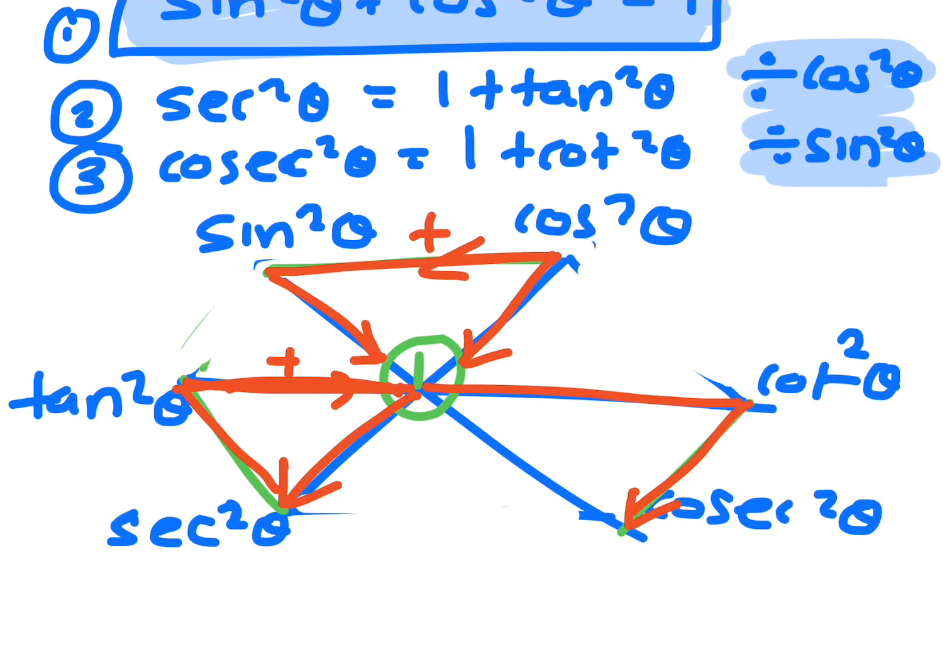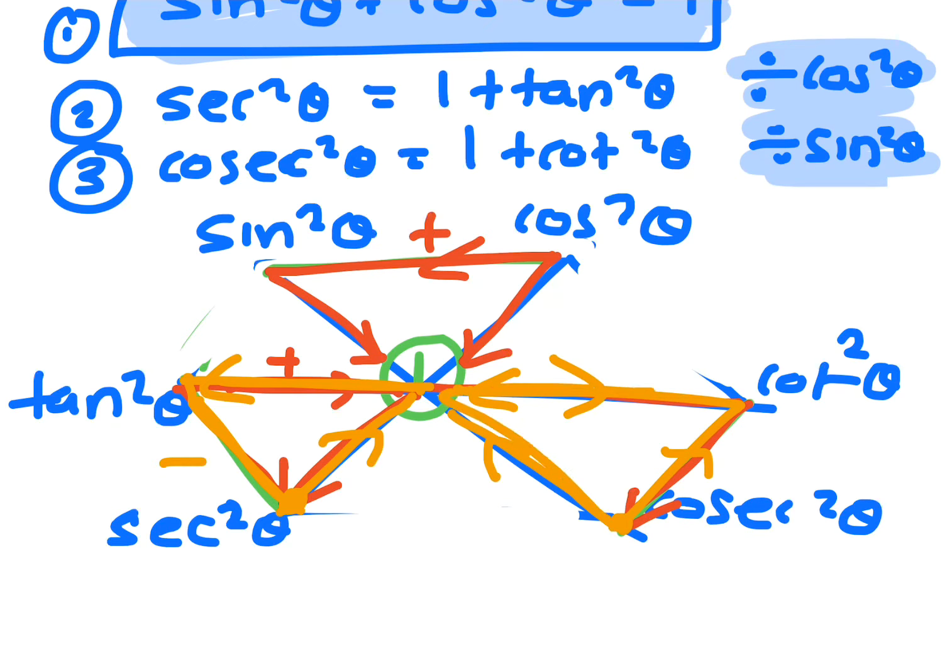Now, if you went backwards on these, have a think about this. If you go backwards from sec squared, that's minus. So sec squared minus tan squared is 1. Sec squared minus 1 is tan squared. See how I'm going backwards. Cosec squared minus cot squared is 1. Cosec squared minus 1 is cot squared. If I was at 1, 1 minus cos squared is sine squared. 1 minus sine squared is cos squared.